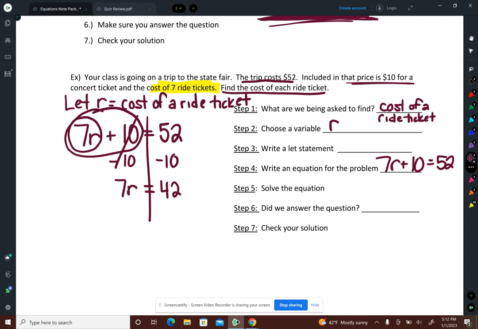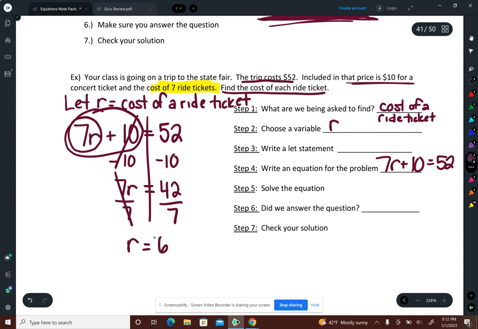So I've got 7R is 7 times R. So I'm going to divide by 7. The 7s are going to cancel. So I get R equals, and then 42 divided by 7 is 6. So we get R equals 6.